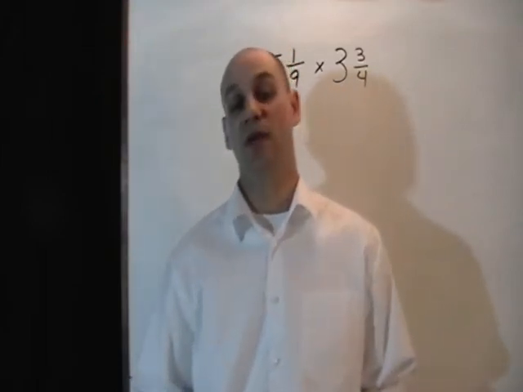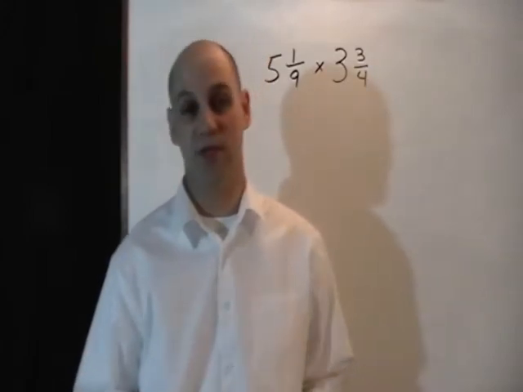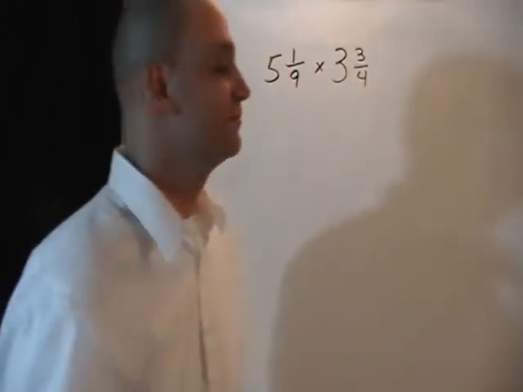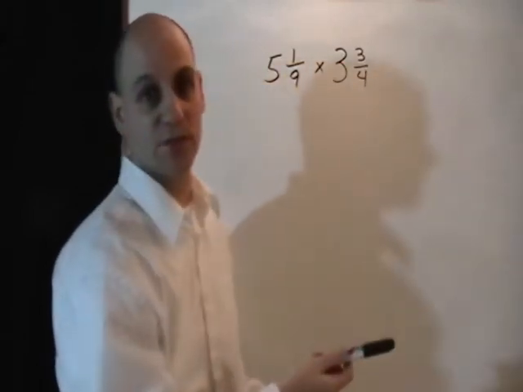In our previous example, we looked at how to add up mixed numbers, and now we're going to take that one step further and talk about how to multiply mixed numbers. So let's have a look at an example. Let's say you wanted to multiply 5 and 1/9 times 3 and 3/4.